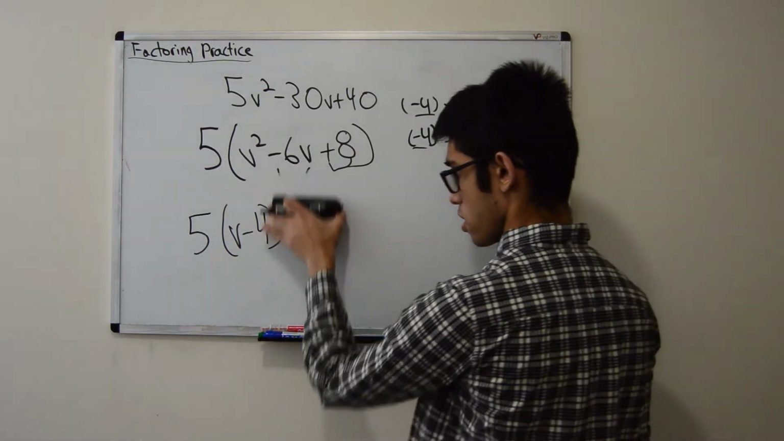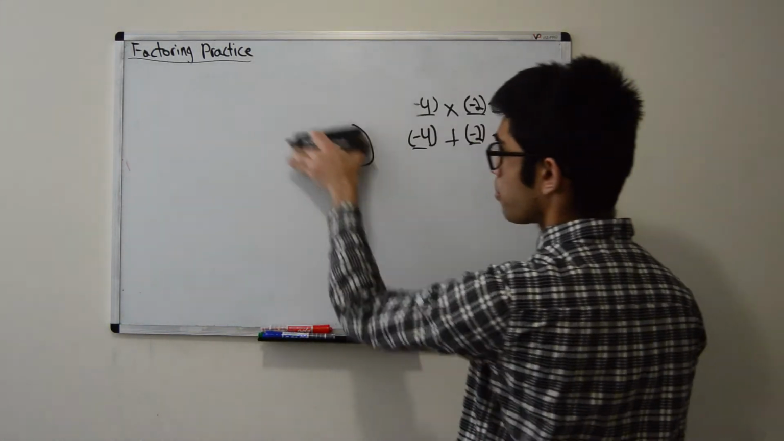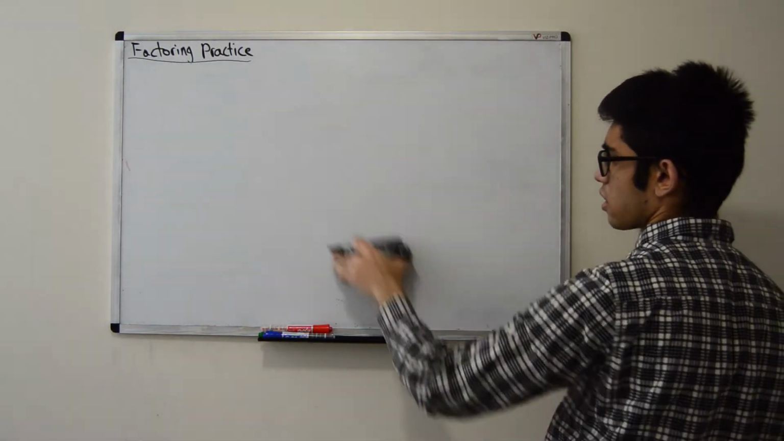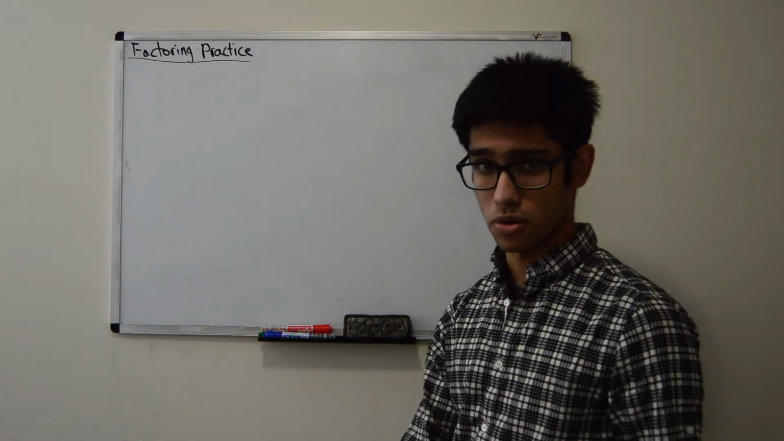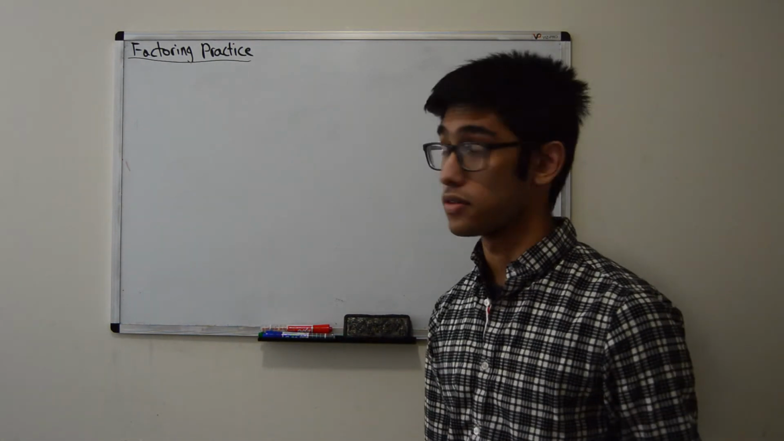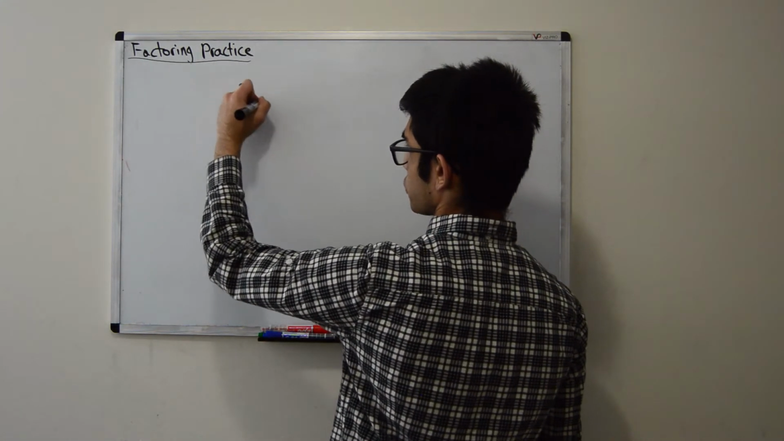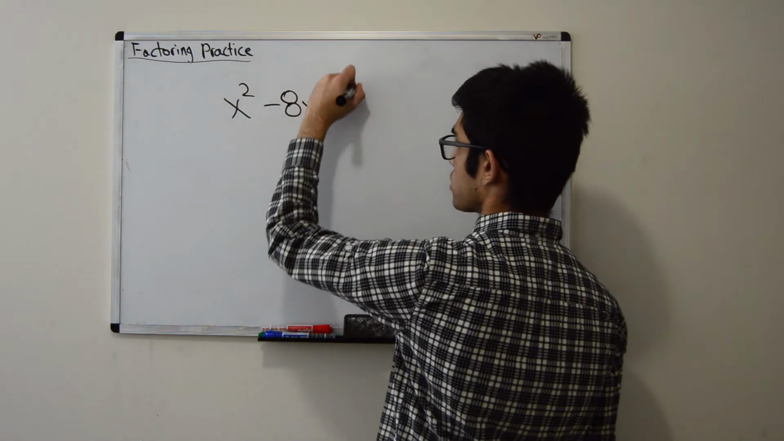Okay, let's do one more, and I'll make another video on complex factoring because I don't want to throw that one in here. So complex factoring, I'll just make another video tomorrow or the day after, and then you guys can follow through on that. Okay, so the last one I wanted to do is just a simple one. So this is x squared minus 8x plus 16.